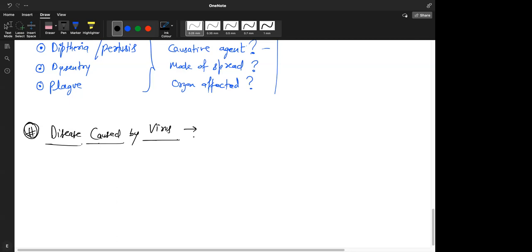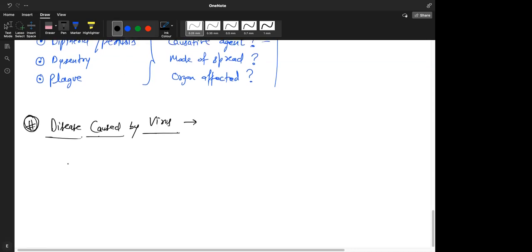So many exams can ask you about it: your NEET, even common aptitude tests, even general knowledge exams. They are all asking about COVID. So let's start with COVID only. So, disease caused by virus. First is COVID-19.